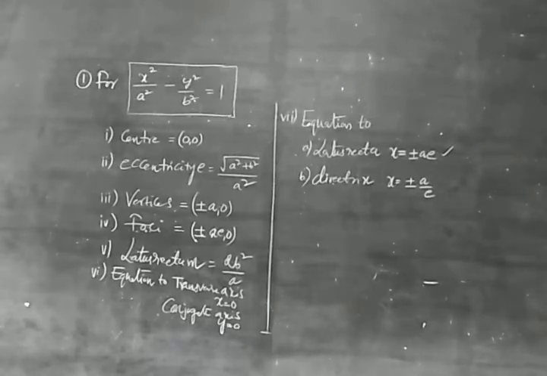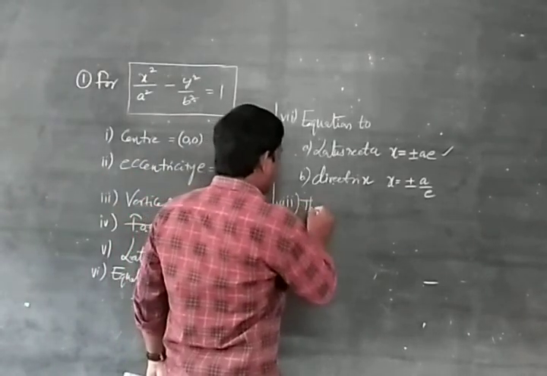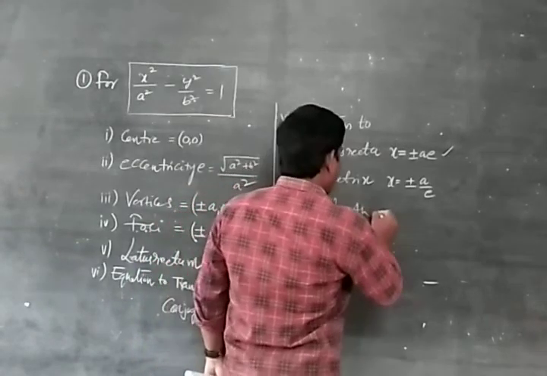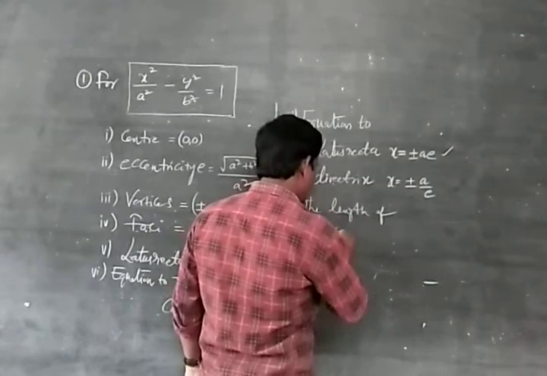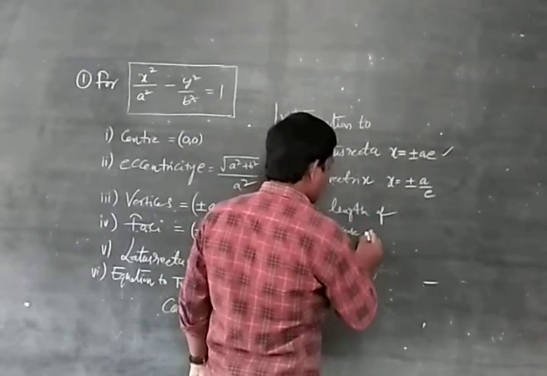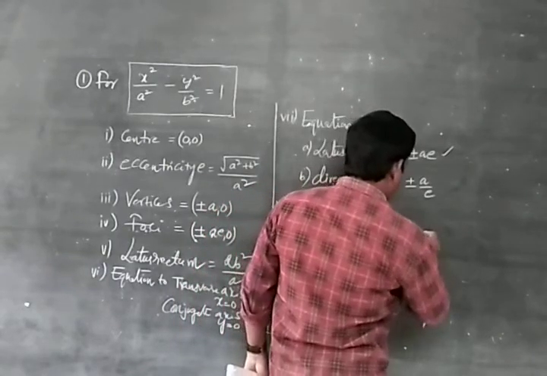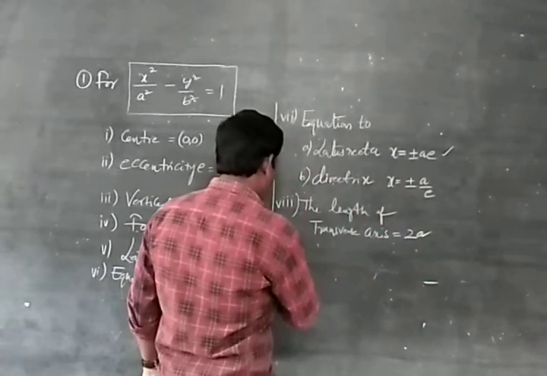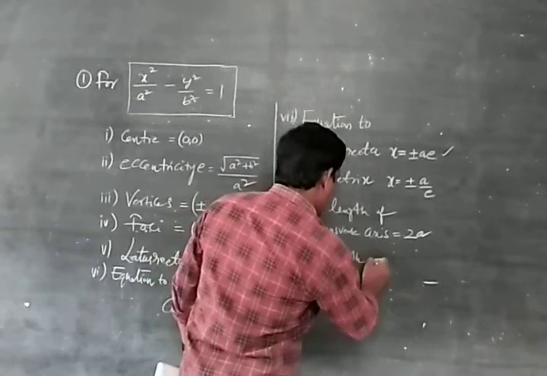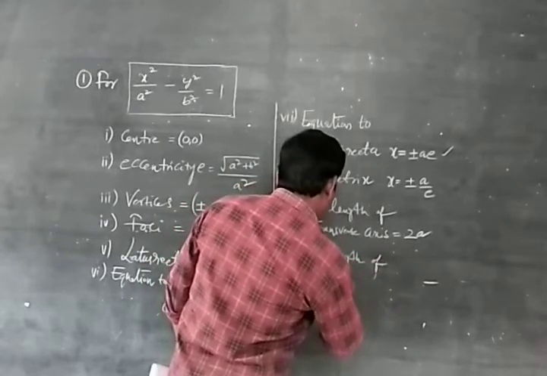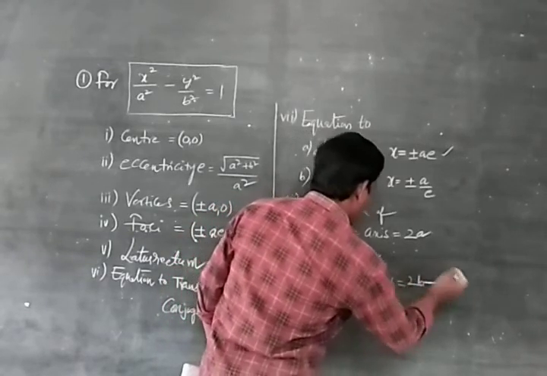Here the length of transverse axis equal to 2a. The length of conjugate axis equal to 2b. Understand?